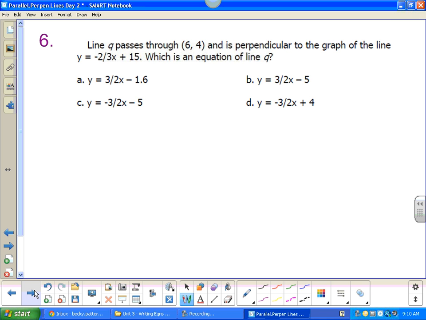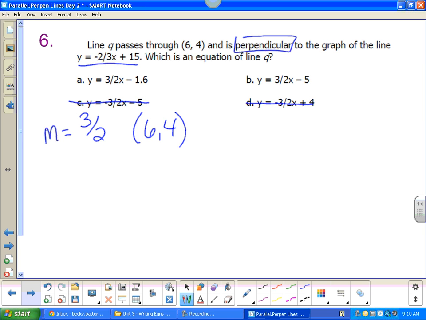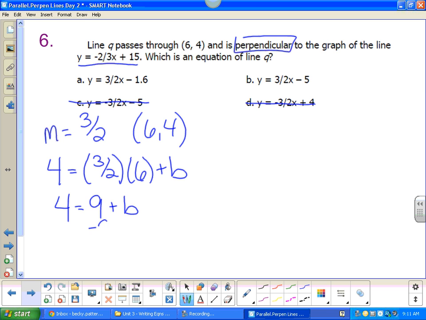Line Q passes through the point (6, 4) and is perpendicular to the graph of the line. All right, so if I'm perpendicular to him, then my slope is going to be a positive 3/2, and it gave me a point (6, 4). So let's see, 3/2, so he's out, and he's out. So now I need to see if my y-intercept is a negative 1.6 or if it's a negative 5. So y equals mx plus b. 2 into 6 is 3. 3 times 3 is 9. Negative 5.